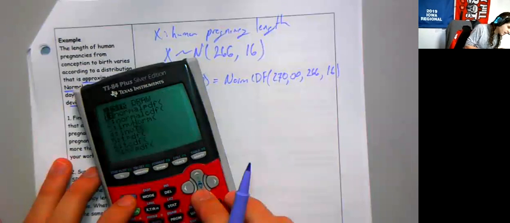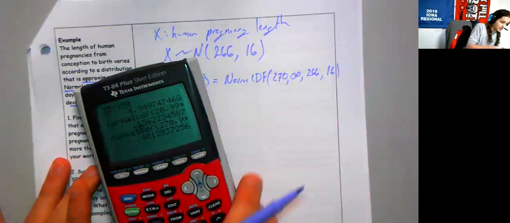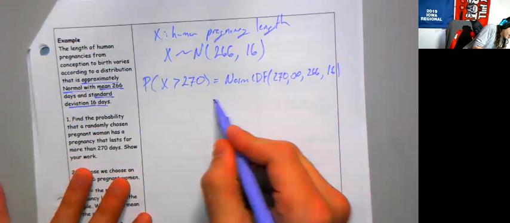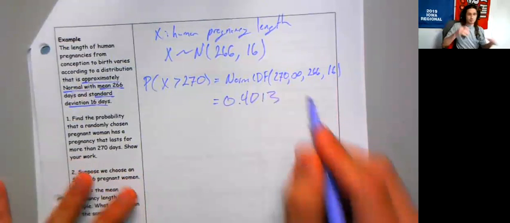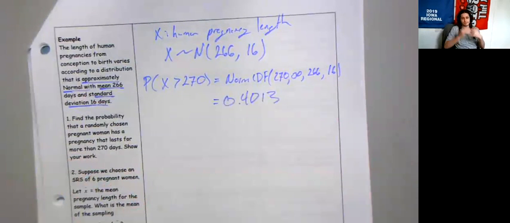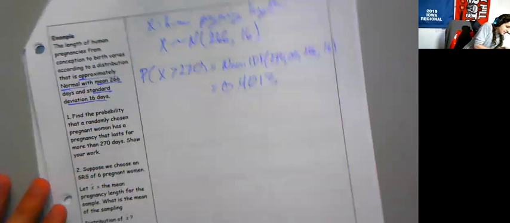Second bars, norm CDF, lower bound 270, upper bound a bunch of 9s, 266, 16. And we get an answer of 40%. All right, so 40% of pregnancies, 0.4013, last more than 270 days. Cool. Suppose we choose a simple random sample now of 6 pregnant women.